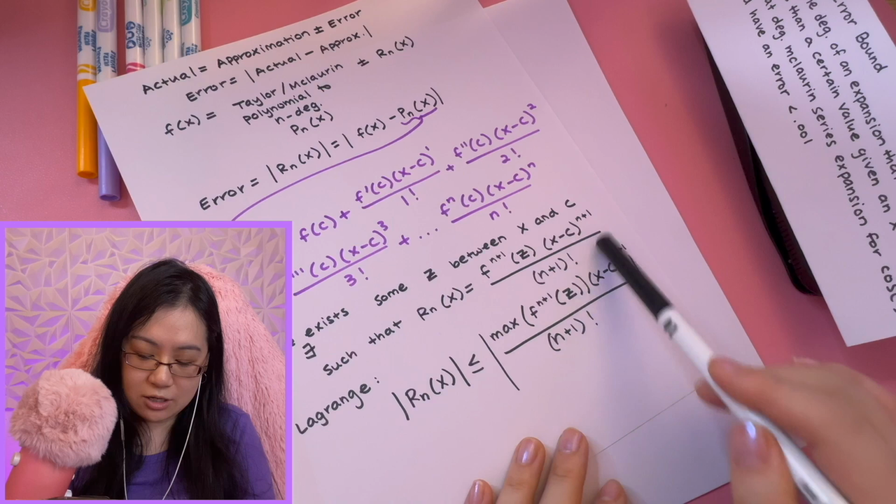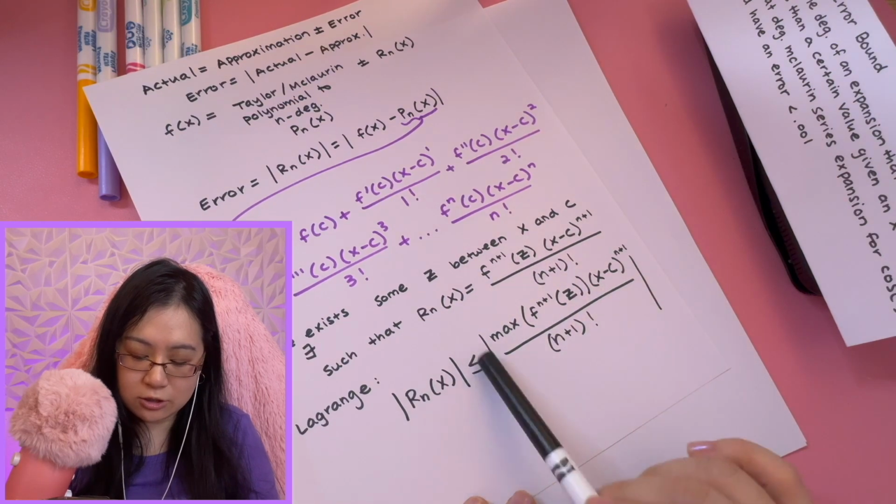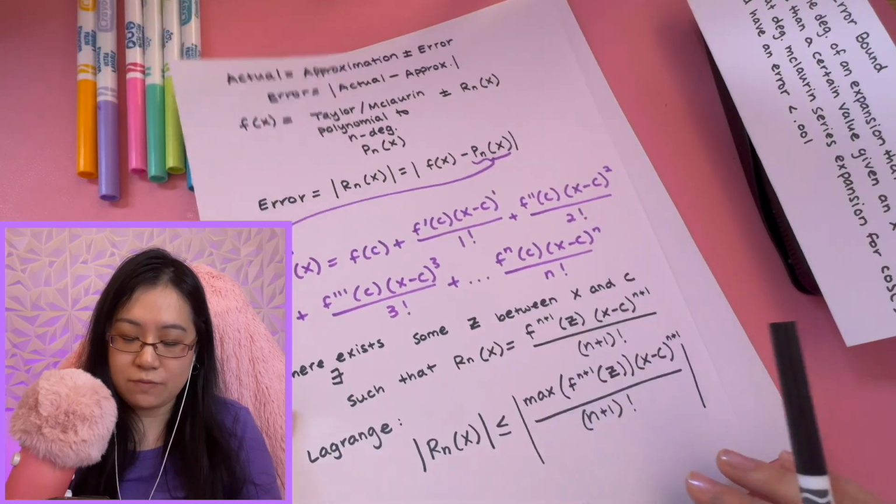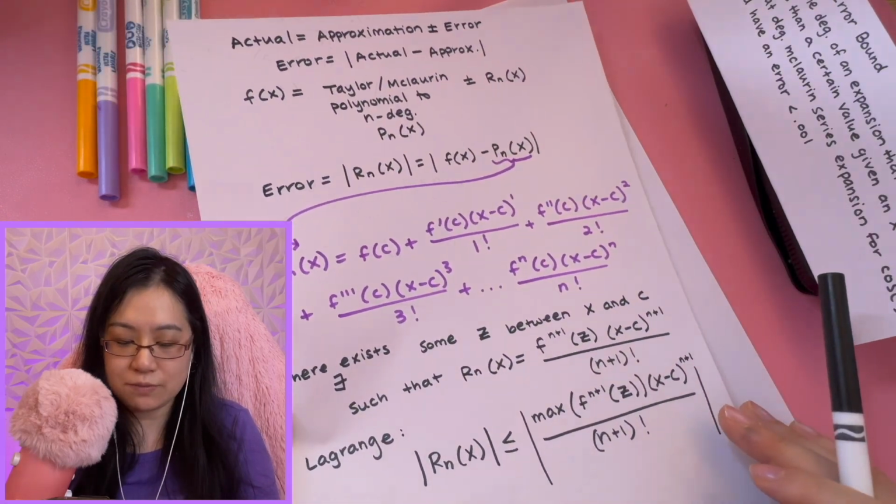It's related to the n plus first term, and then Lagrange actually just finds the maximum value of that. Okay, so hopefully that makes sense and is helpful.